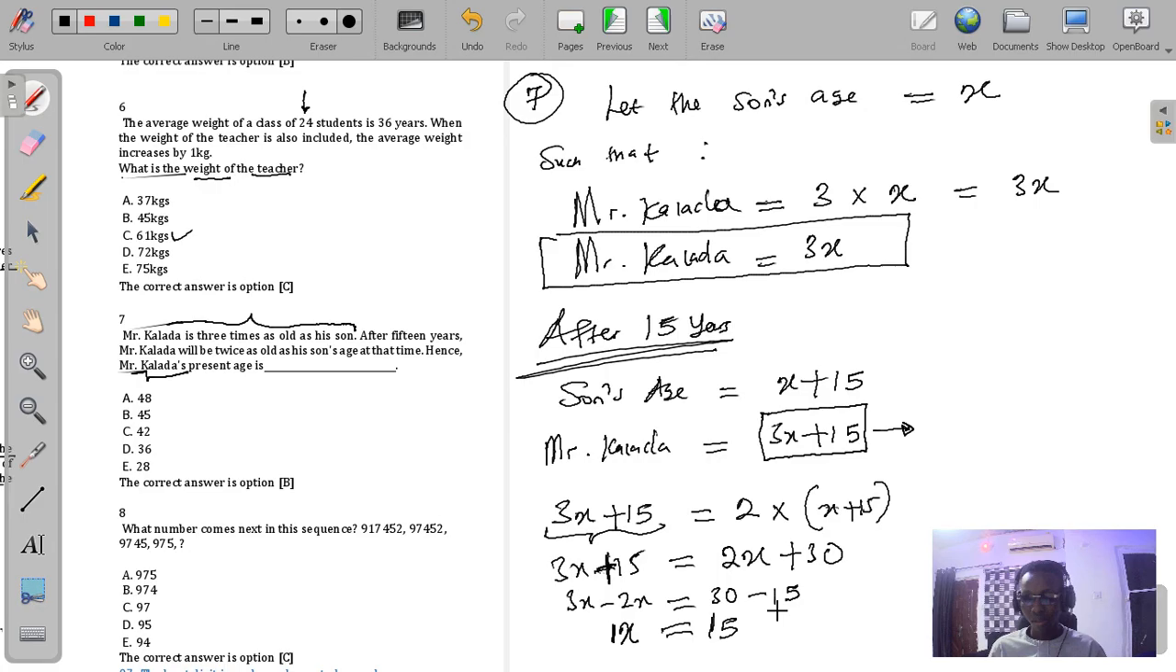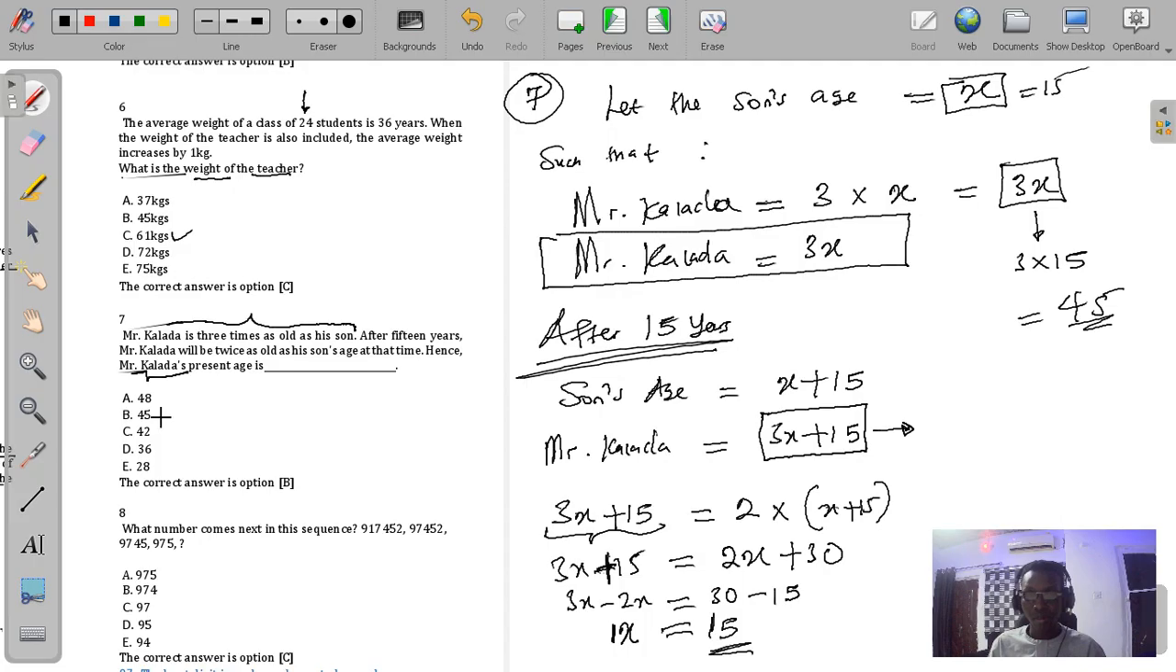Okay. So we have x as 15. That means the son's age is 15. They actually asked for Mr. Kalada's present age. That's the initial age, right? And since the son's age is x, Mr. Kalada's present age was 3x. So now that the son's age is 15, automatically speaking, Mr. Kalada's age now should be 3 times 15. That's 45.